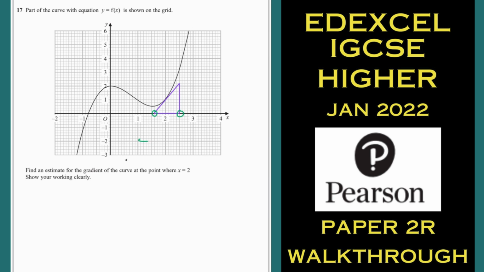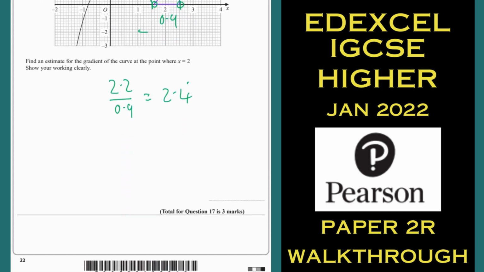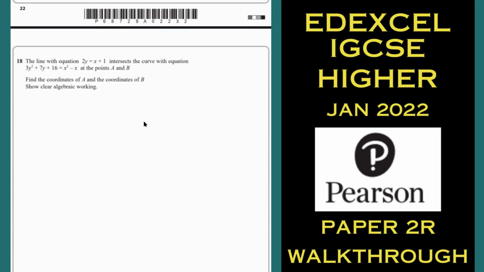For example, the height goes up to the first little baby square. That makes it 2.2. The width, it's nearly 2, because it nearly goes from 1.5 to 2.5, but it's not quite. And to find the gradient, it's the vertical divided by the horizontal. So for mine, I get 2.4 recurring, which I rounded off to 2.4. Mark scheme's pretty generous. It allows anything from 1.5 to 3. So if you're outside that, I'm afraid you've really drawn your tangent quite badly.